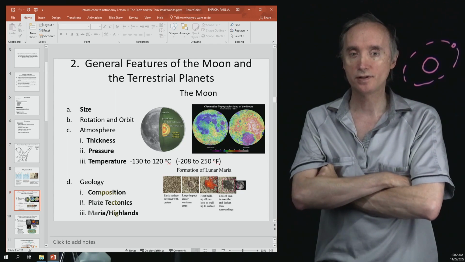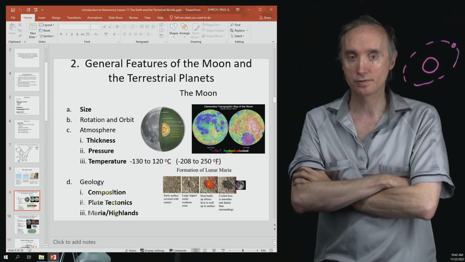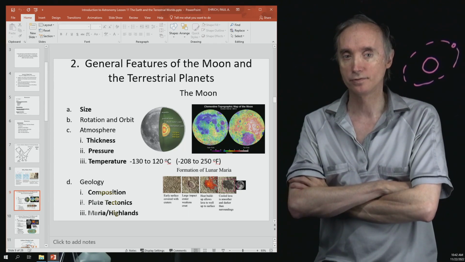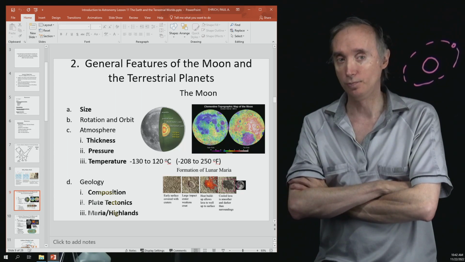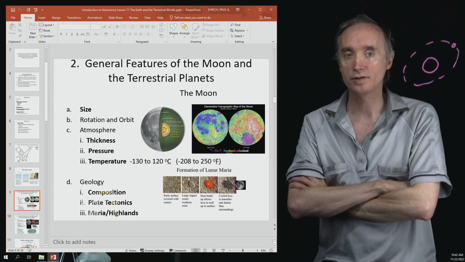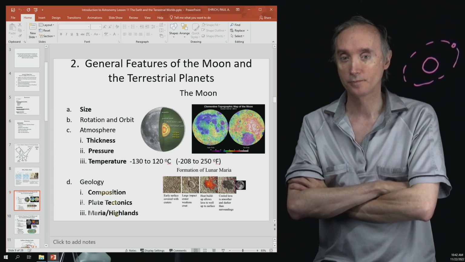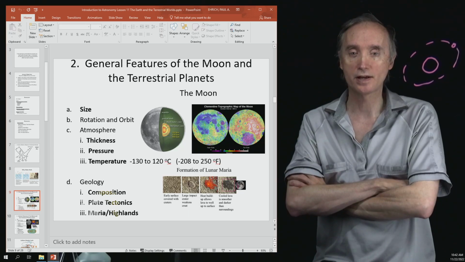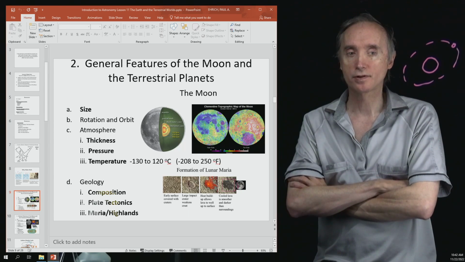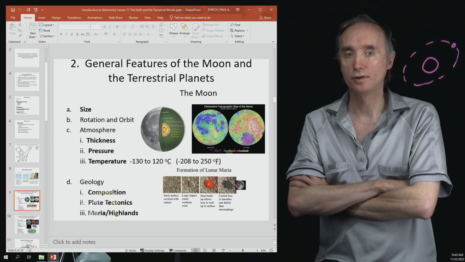What I want you to see is that the white areas, the lunar highlands, have a lot more craters on them than the blue parts, the Maria. Galileo called them Maria because he thought that they were oceans. Maria is an Italian word for ocean. So this gives us a clue as to what caused the Maria.